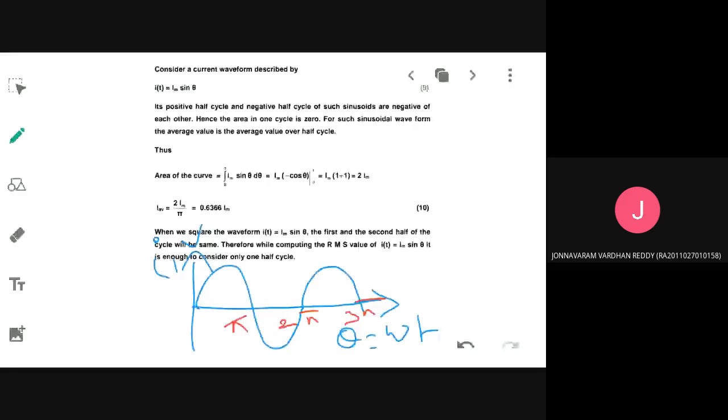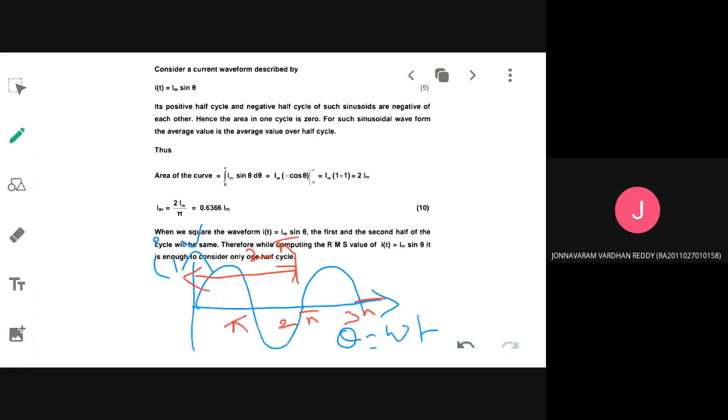Okay. So this is the given waveform. I want to determine the average value. You know the formula for average value: the area under one complete cycle divided by the period. So what is one period for this? One period is 2 pi.